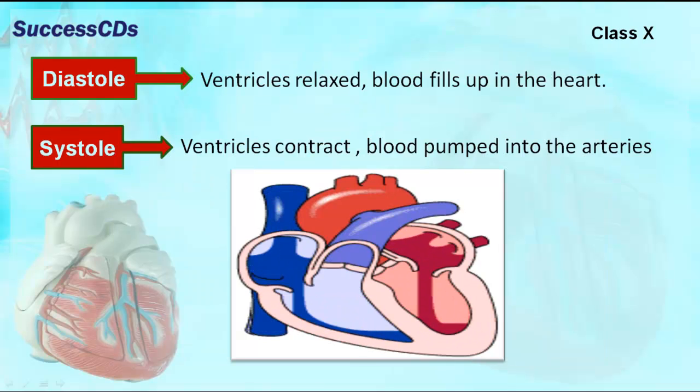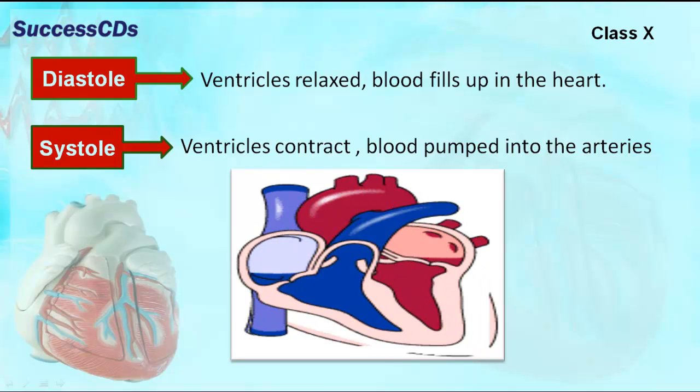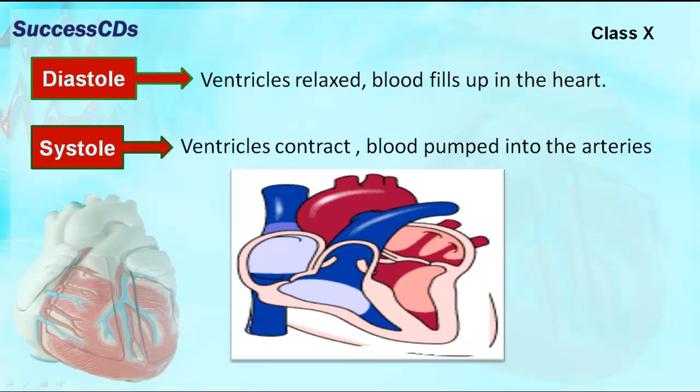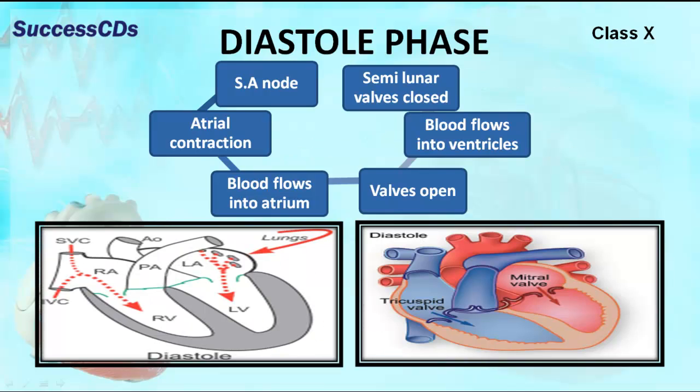Diastole. Ventricles relaxed, blood fills up in the heart. Systole. Ventricles contract and blood is pumped into the arteries. Diastole phase. The SA node, which starts the cardiac contraction, contracts, causing atrial contraction. Blood flows into the atrium, valves open, blood flows into the ventricles and semilunar valves are closed. Semilunar valves comprise the aortic valve and pulmonary valve.